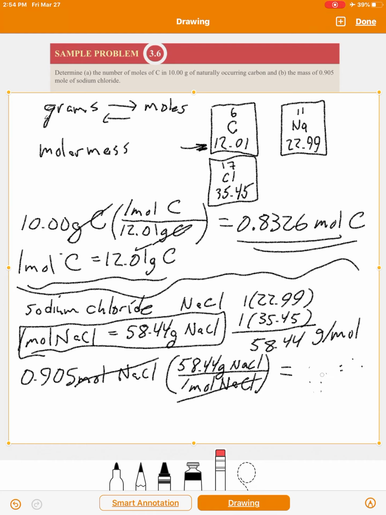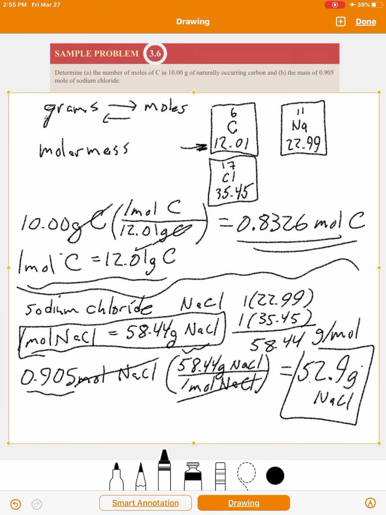How do I know that's an error? I got a small number, right? How is it that taking something that's close to 1, a little bit less than 1, and multiplying it by something that's in the 50s gives you a number less than 1? That can't happen. 1 times 50 would be 50. So we know this answer has to be greater than that. So 0.905 times 58.44, and we get 52.888. To 3 sig figs, that would be 52.9 grams of sodium chloride.